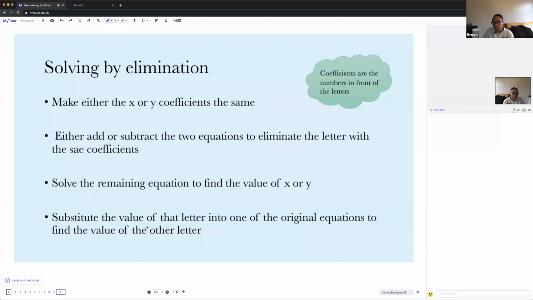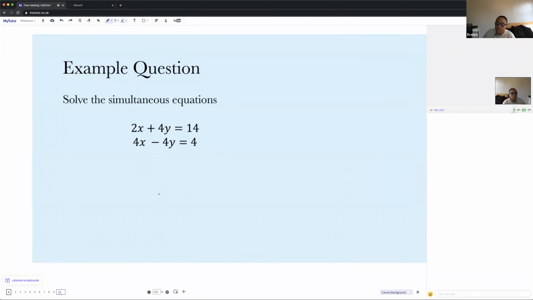Now, once you've made either the x coefficients or the y coefficients the same, you're going to either add or subtract the equations to eliminate that number or letter. Then you're going to solve, because you'll be left with an equation which you can solve, like the equations we've just been solving. And then you're going to substitute either your x value or the y value that you get back into one of the equations, and you will get the value of the other letter. Now, the best way to do this is to do it through an example. So let's have a go at this.